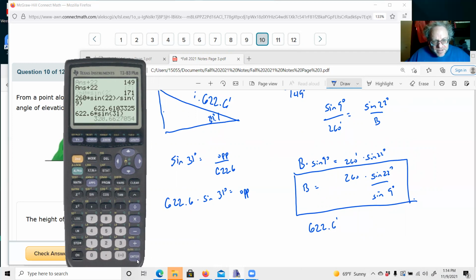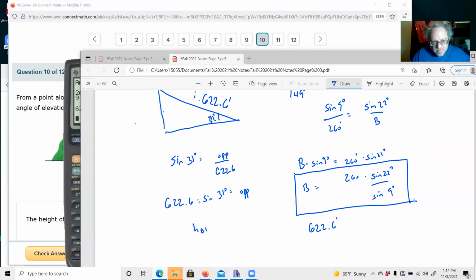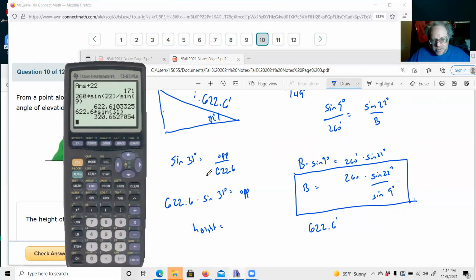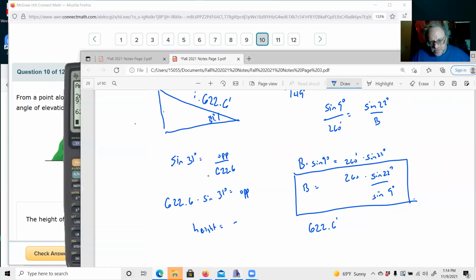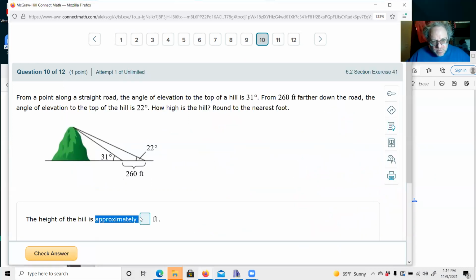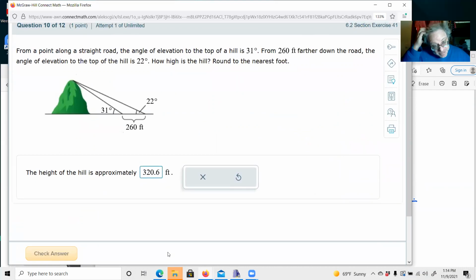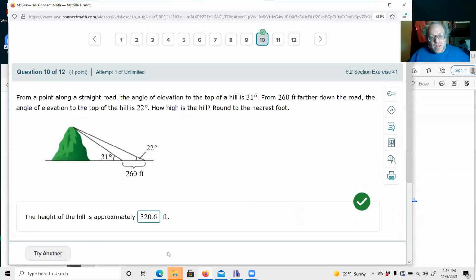And then our height is equal to 320 feet, 320.6 feet. All right, so hooray. So that's law of sines.